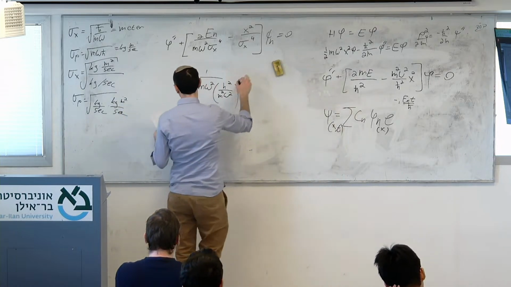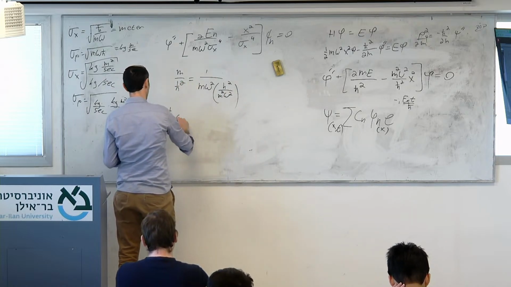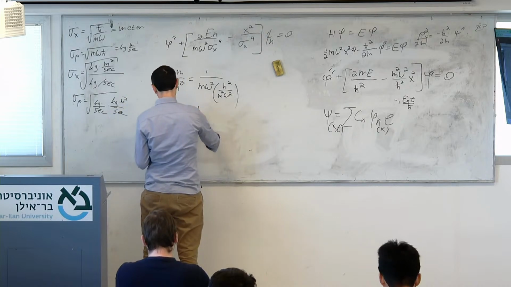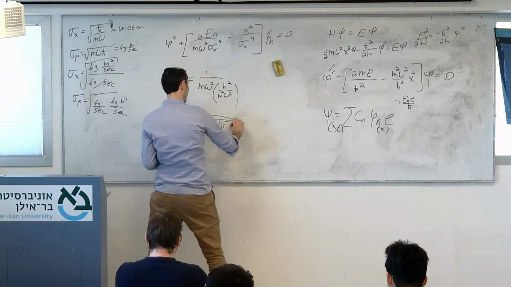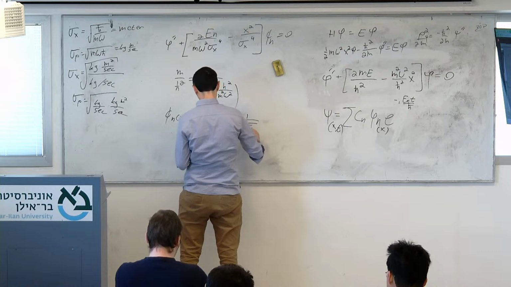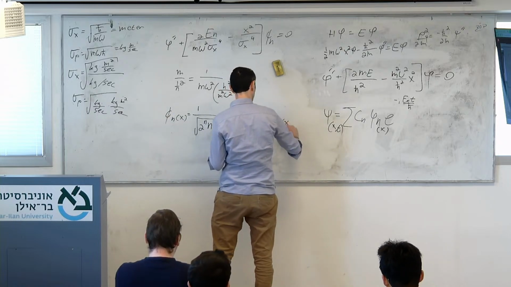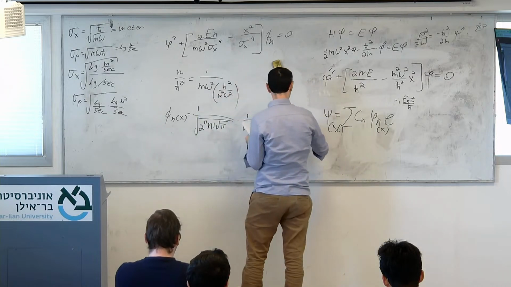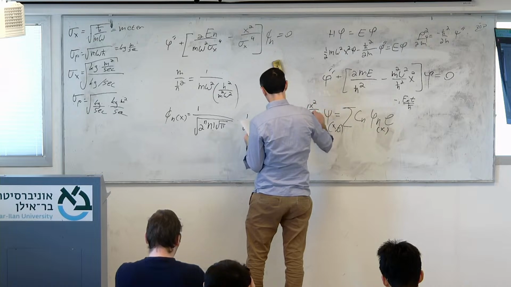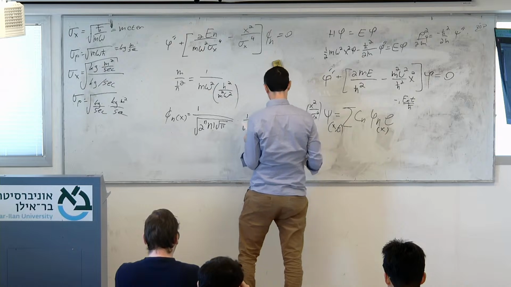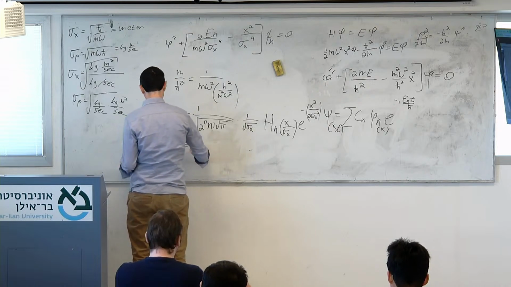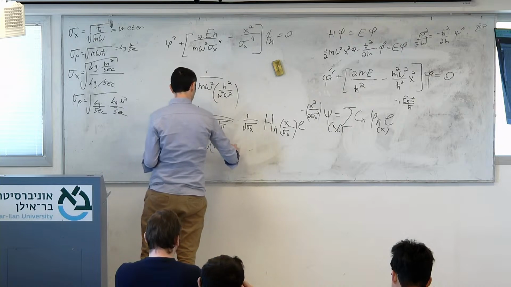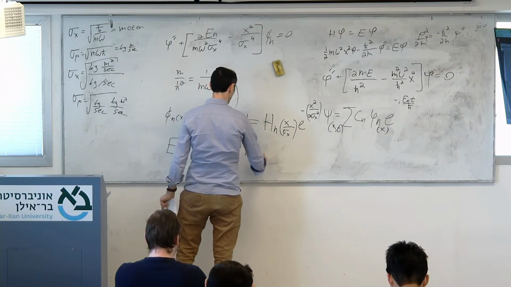And the solution now reads that phi n of x is equal to 1 over square root of, this is going to be scary, 2 to the power of n squared, n factorial, square root of pi, times 1 over square root of sigma x, times Hn of x over sigma x, times e to the power of minus x squared over 2 sigma x squared. Oh no, where the energies are given by h bar omega n plus 1/2, where the n's are 0, 1, 2.